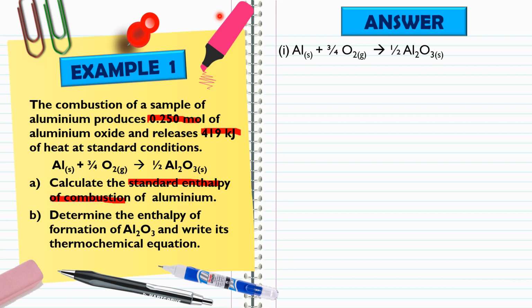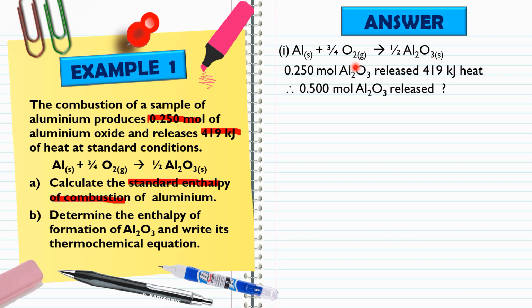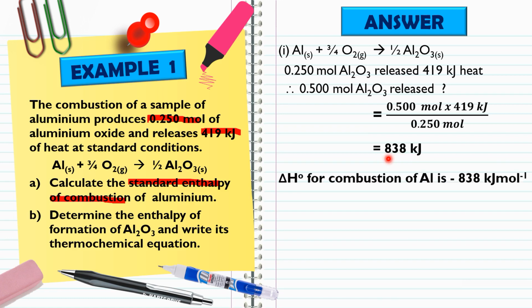So to calculate the heat released for this reaction, you can use mole relation. So you have to write this mole relation. 0.25 mole Al2O3 releases 419 kilojoule of heat. So if 0.5 mole of Al2O3, it will release, you can write like this, 838 kilojoule. So when we solve by using mole relation, we get a positive value, right?